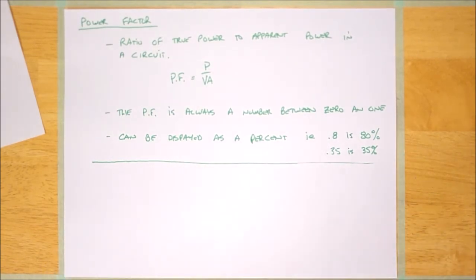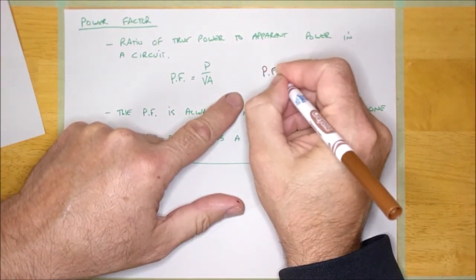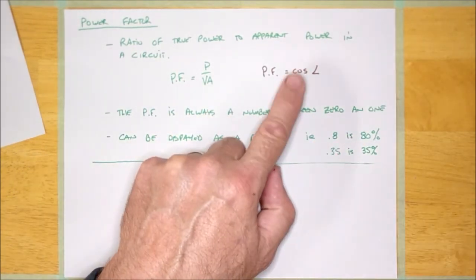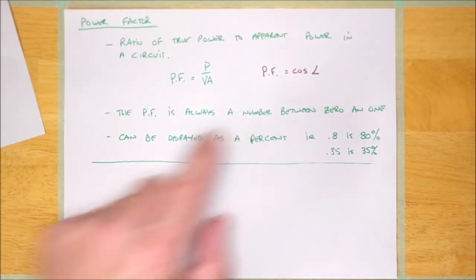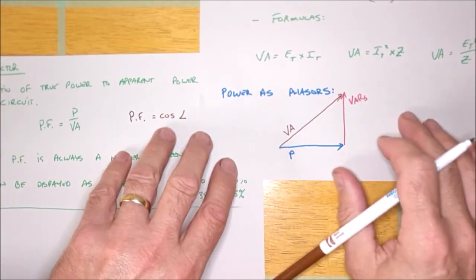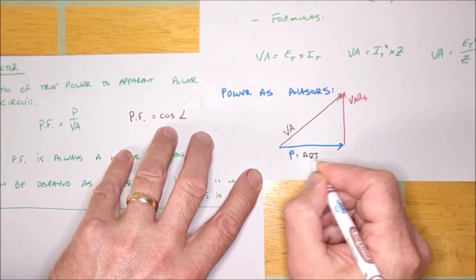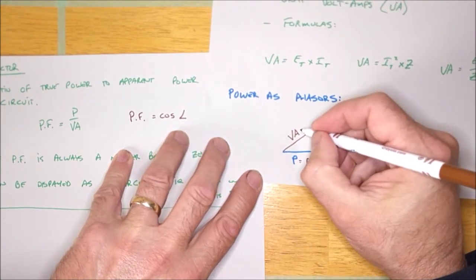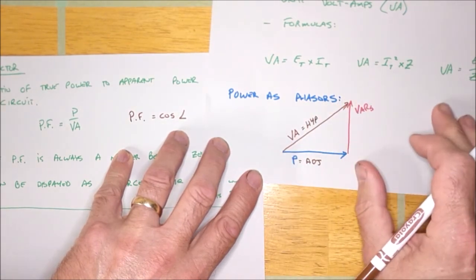Now, there's another formula for power factor, guys, and that's this one right here. The power factor is equal to the cosine of the angle, okay? That is also a legitimate way to calculate the power factor if that's how you want to do it. The reason that works, guys, is because it's trig. If you think about it, this power is the adjacent side of the triangle, and it always will be the true power. And the VA here is always going to be the hypotenuse of the circuit. It just always will be.